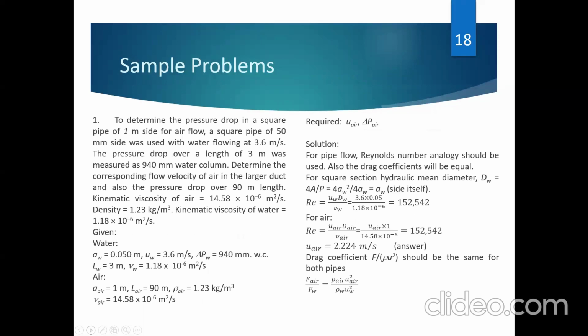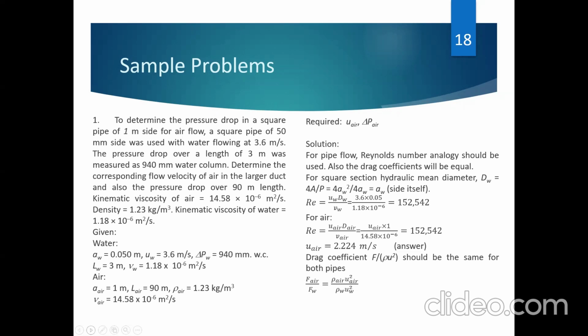So, sample problems. Number 1: Determine the pressure drop in a square pipe of 1 meter side for airflow. A square pipe of 50 mm side was used with water flowing at 3.6 meters per second. Yung isa naman is water, yung isa air na 1 meter side, yung isa 50 mm side water.